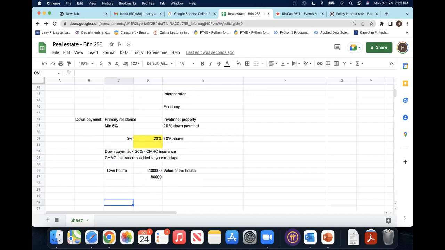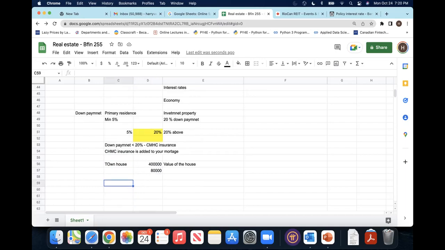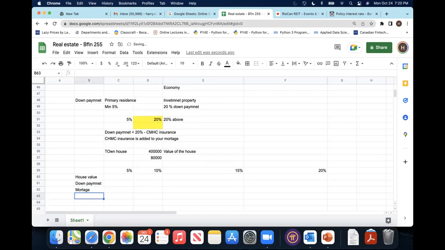So what we'll do is we'll see what happens at different down payment rates. If you put 5%, if you put 10%, if you put 15%, and if you put 20%. We'll see the house value, we will see the down payment, and before the mortgage, we'll see how much CMHC fee you have to pay. So house value in all these cases is 400,000.